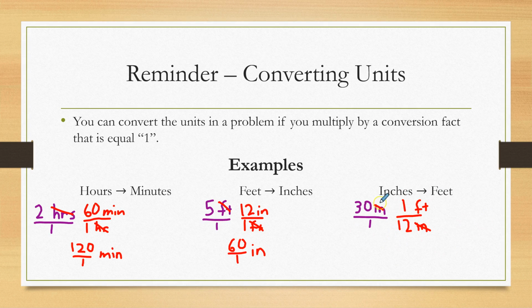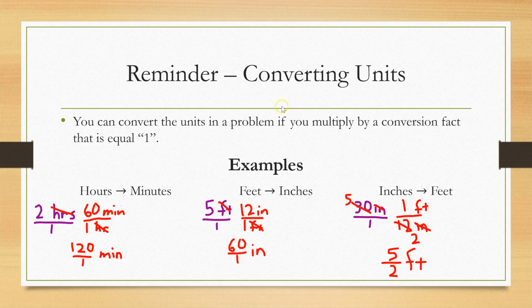When I reduce this, I end up with 30 over 12, which you might notice are both divisible by 6, the same way of reducing a fraction. If I divide this by 6, I get 2, and if I divide this by 6, I get 5. So my answer is 5 over 2 feet, or 2.5 in this case, if you wanted a decimal instead.